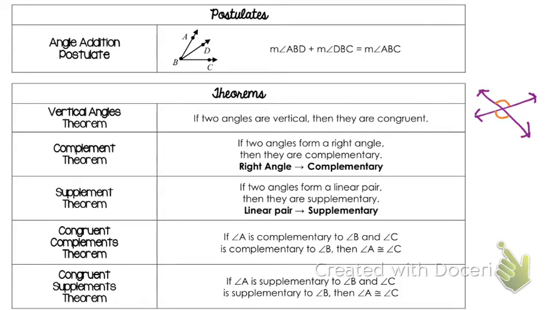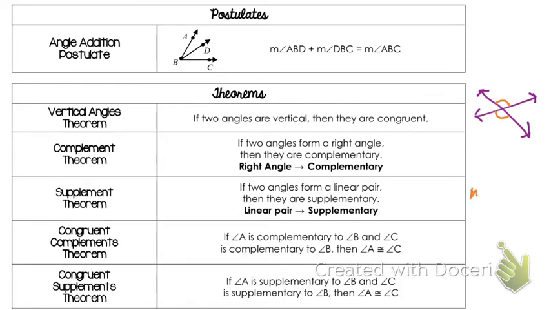Congruent complements theorem. If angle A is complementary to angle B, and angle C is complementary to angle B, then angle A is congruent to angle C. What's complementary mean again? It means it adds up to what? 90. So angle A is complementary to angle B.